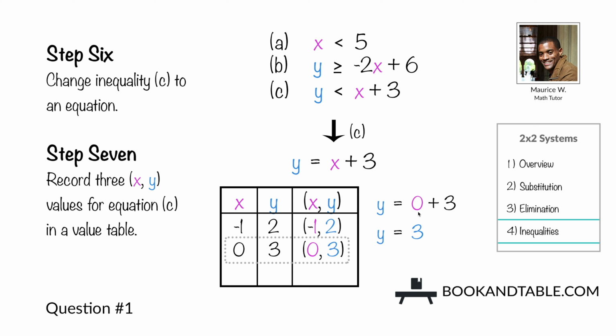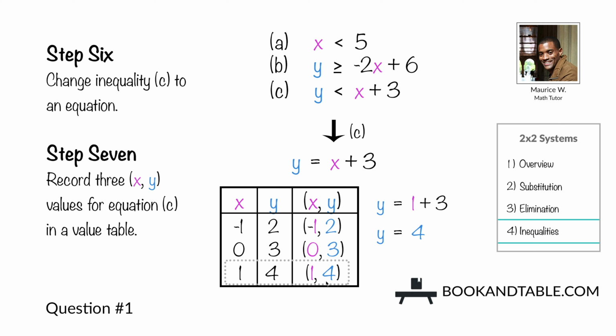The second point, when x is 0, y is 0 plus 3, which is 3. So 0, 3 is the second point in the value table. And when x is 1, y is equal to 1 plus 3, which is 4. So 1, 4 is the third point in this value table.